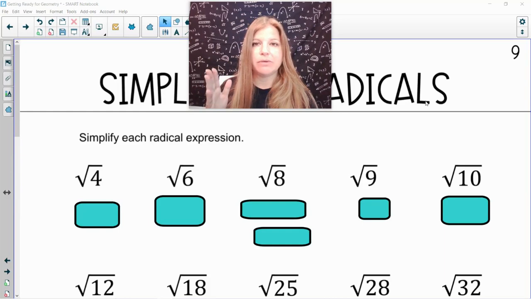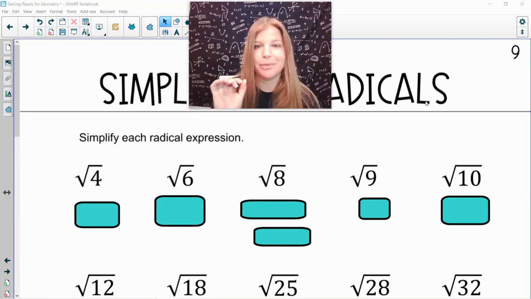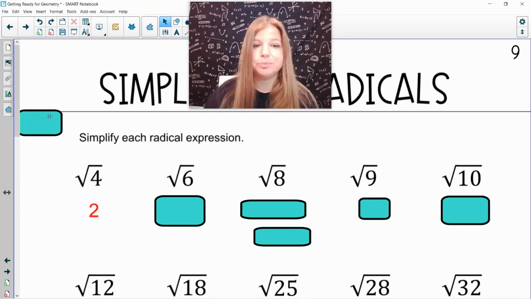The way we break down radicals is we break it apart using the greatest perfect square that divides into the radicand. The radicand is just the fancy word for the number that's underneath that square root symbol, the radical symbol. So for example, the first one, square root of 4. That's easy. 4 is a perfect square. Square root of 4 is just 2.